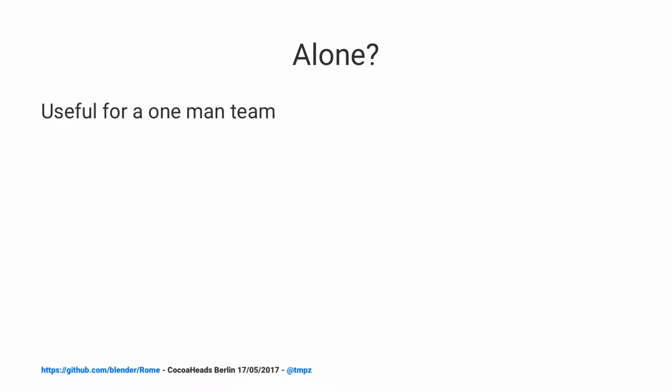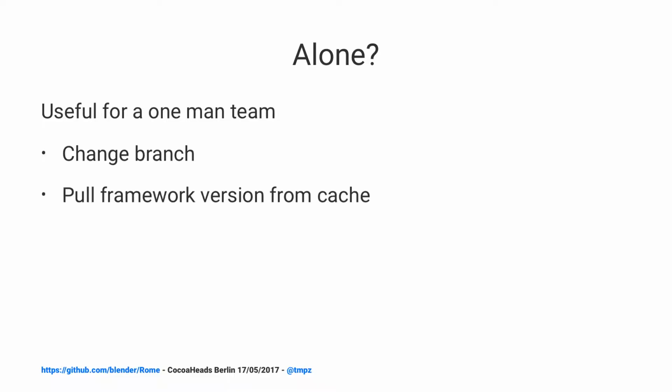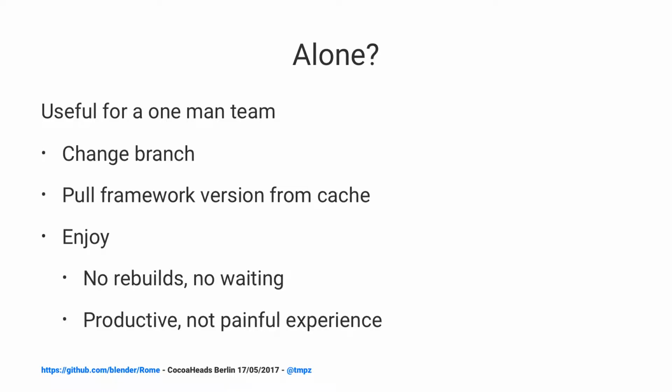Are you alone? You don't need to share frameworks, whatever. I think this is still useful, even for a one-man team. As I said before, given that you're using frameworks, if you change a branch, right, all you need to do at this point to retrieve a previous version of the framework is pull the framework from the cache and sit back and enjoy, right? You have no rebuilds, no waiting times. You can be productive and take away the pain from the experience, right?